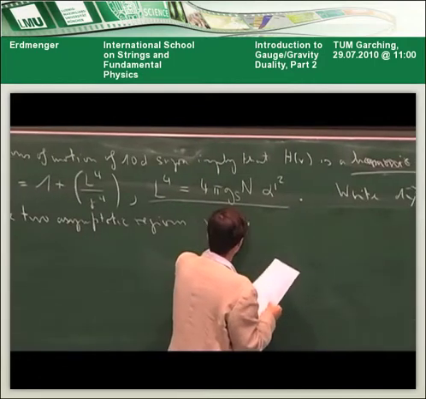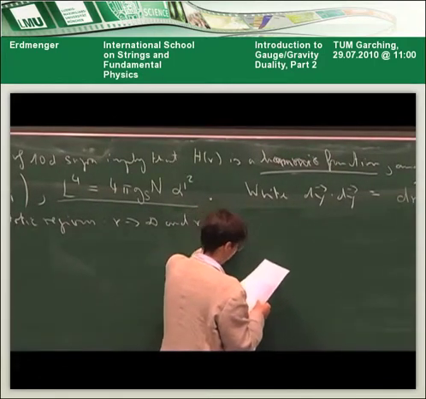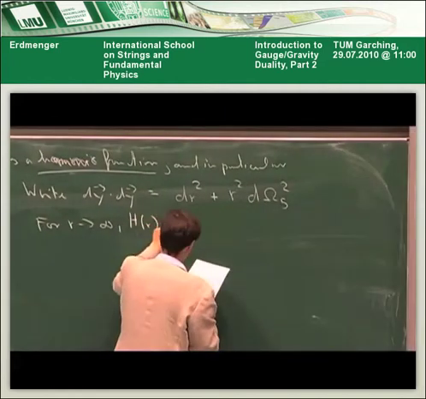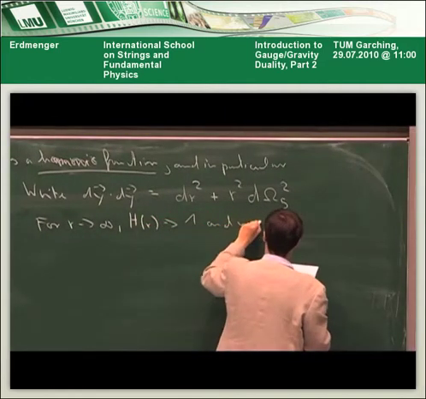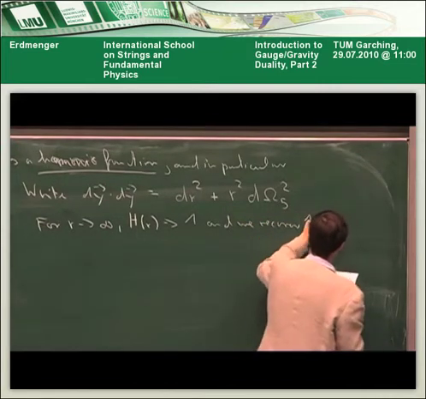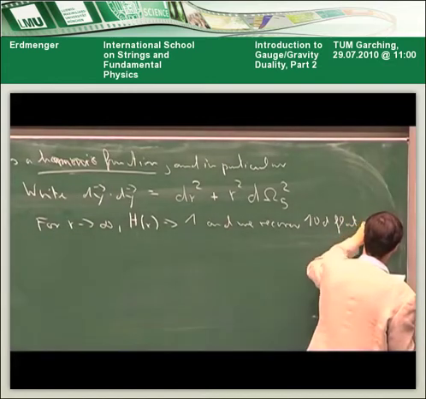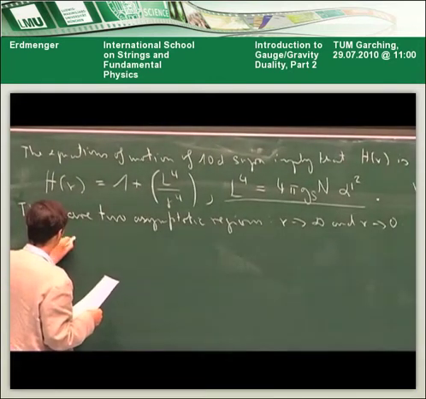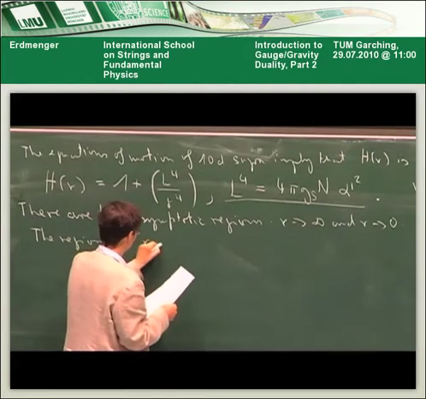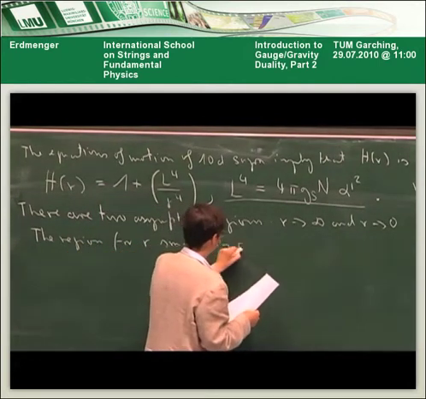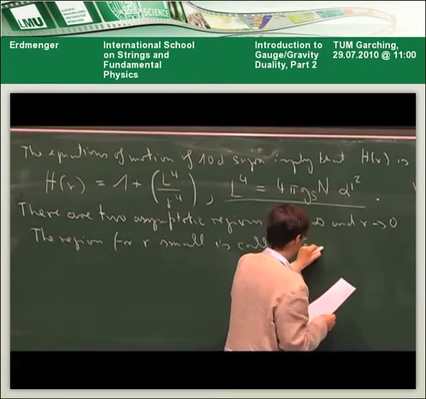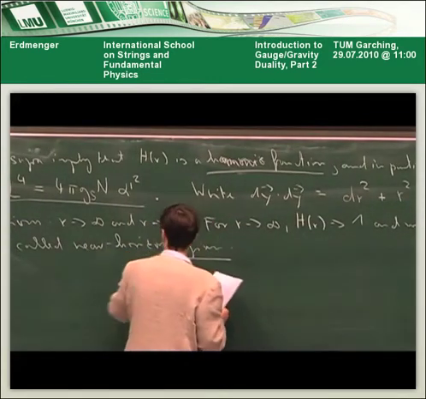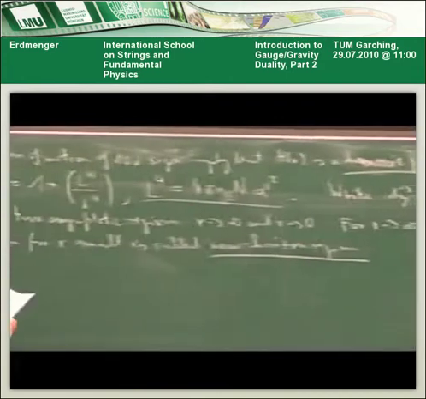So R goes to infinity and R goes to zero. For R going to infinity, H of R goes to one, and we recover 10-dimensional flat space. And the other region, the region for R small, is called the near horizon region. Okay, I come back to this near horizon region in 2 minutes.